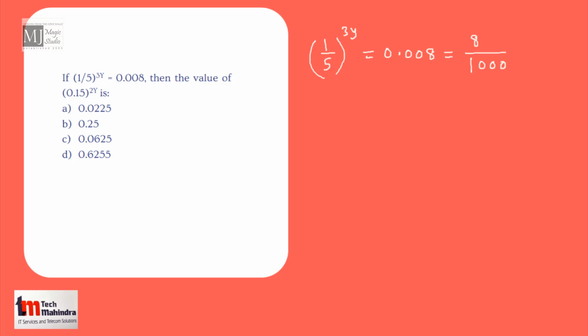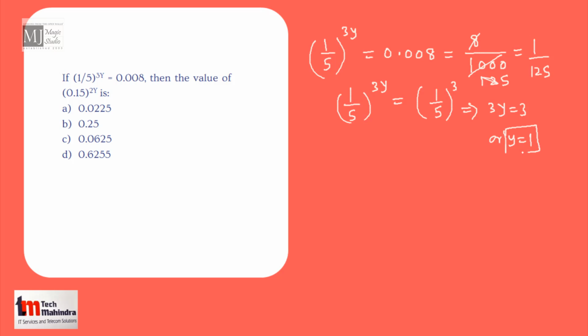Now can I write this as 8 upon 1,000? 8 times 125 is 1,000. So this is 1 upon 125. Now what is 1 upon 125? It is (1 by 5) whole cube, isn't it? So (1 by 5) to the power 3y is actually (1 by 5) to the power 3. This implies that 3y is equal to 3, or the value of y is 1.